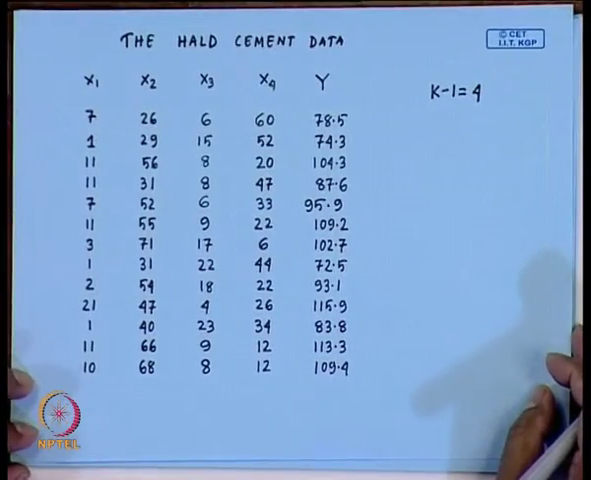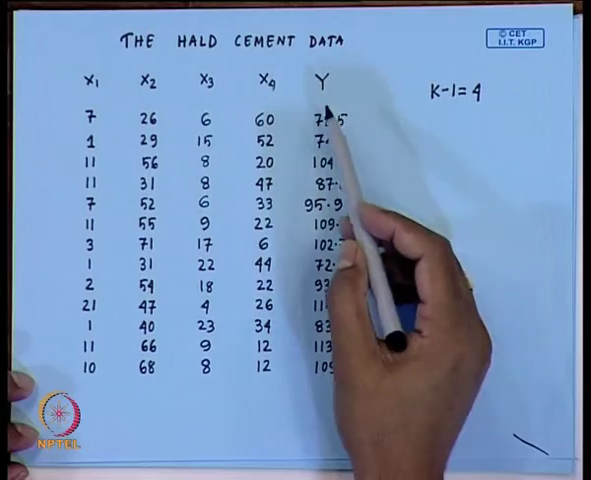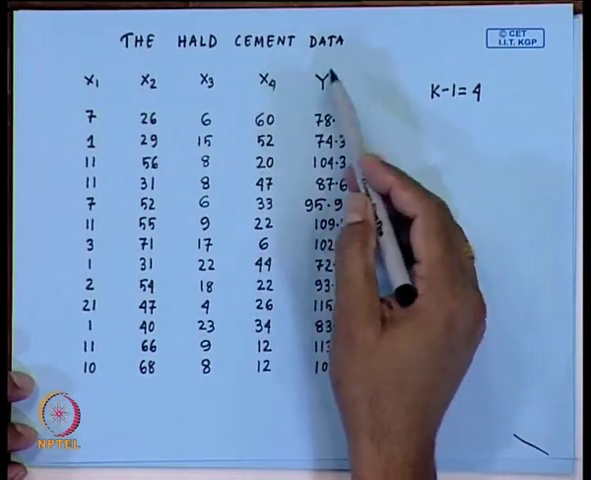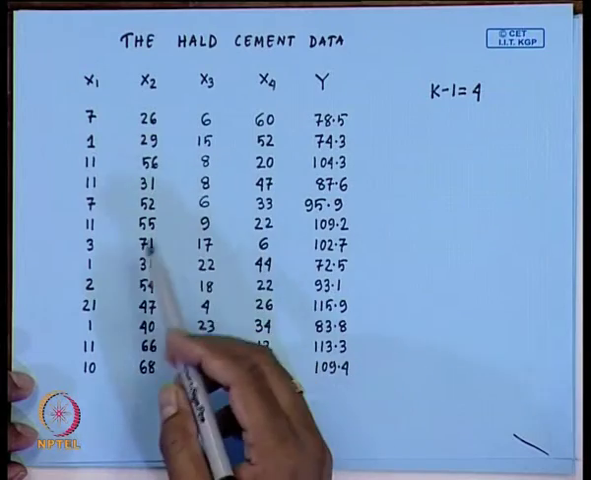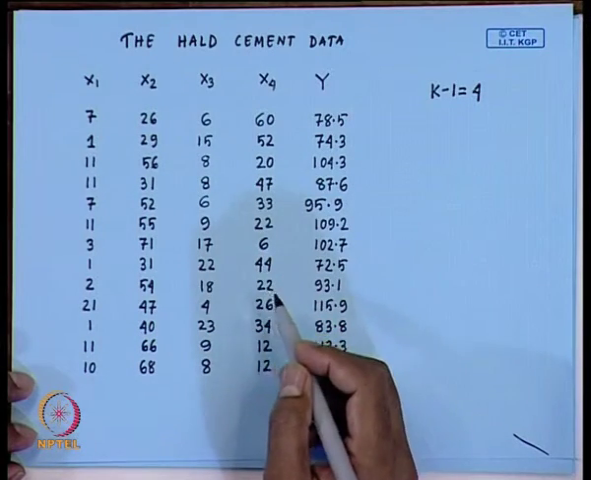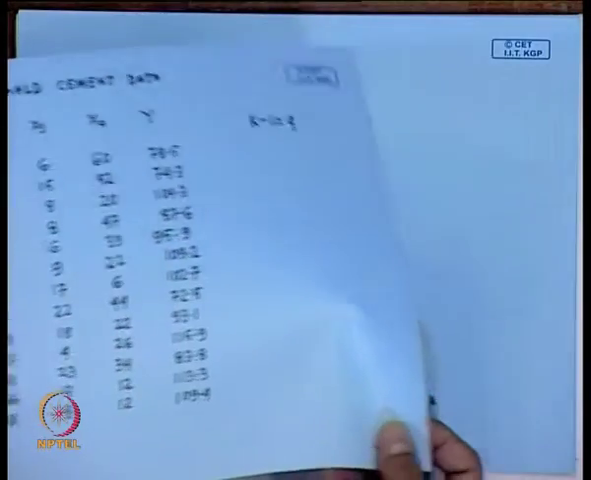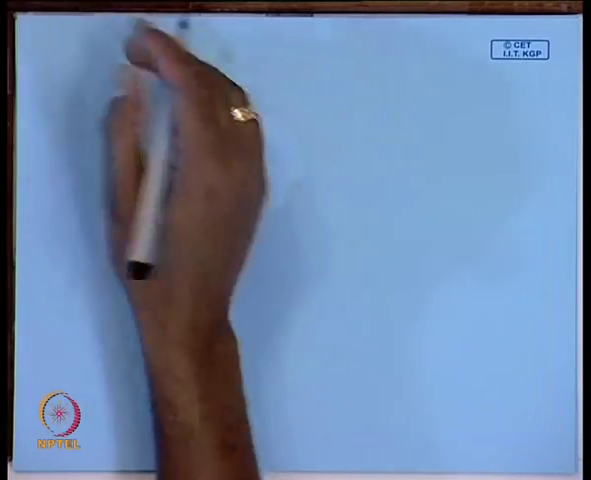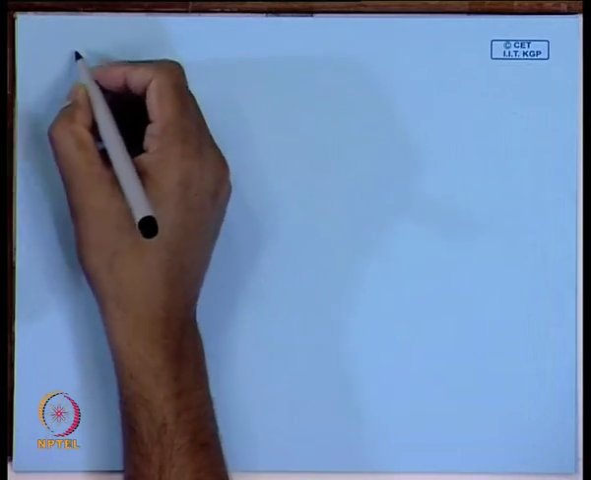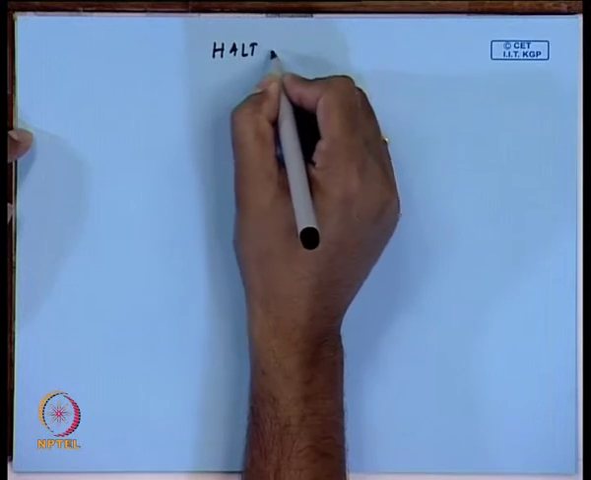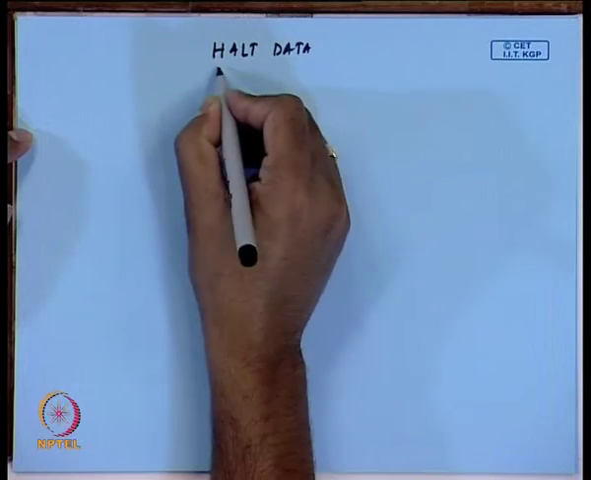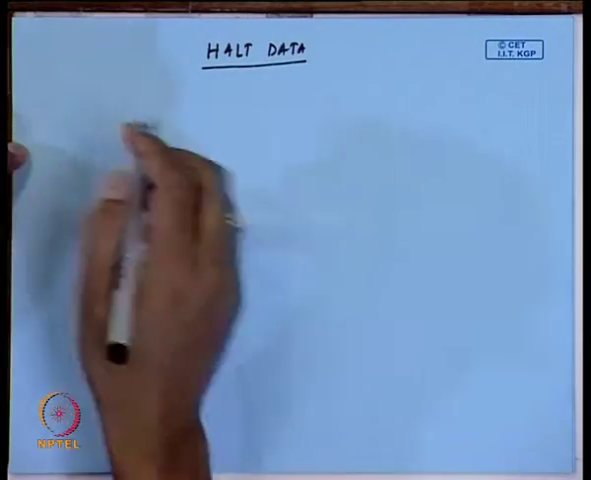So, I will be considering the same data, that is the Hald cement data. So, we have 4 regressors and 1 response variable, and we will see which one is the best subset model according to the backward elimination technique. Well, so what we do is that we are considering the Hald cement data. Okay. So, we start with the full model.